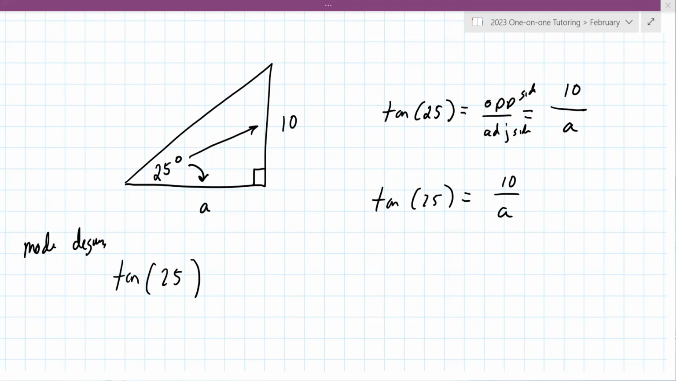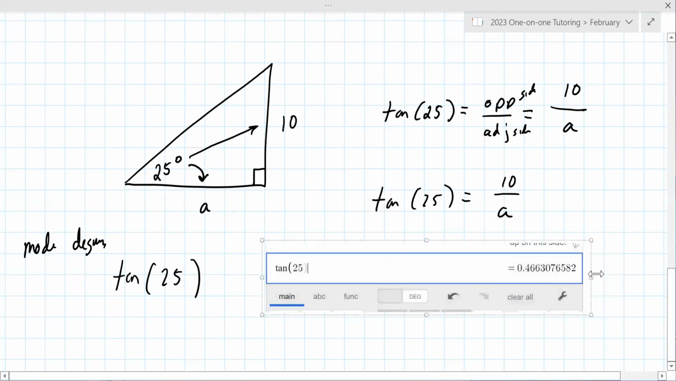So let me show you what you should type. I click tan, then manually type in parentheses 25. It's already on degrees, so you're already checked there. Okay, 25 parenthesis. I'm having you do this because we're going to replace tangent of 25 with four decimal places: 0.4663 equals 10 over A.